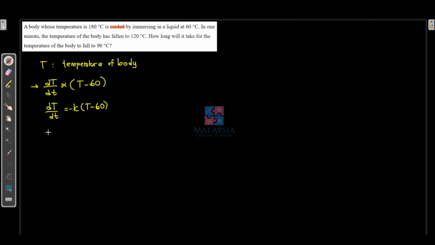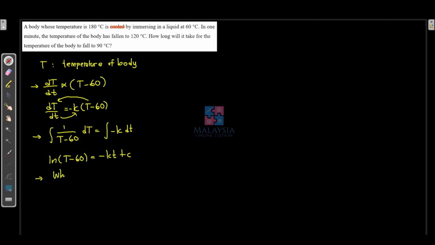Now we can start the differential equation solving by separating the variables. The T minus 60 goes to the left-hand side, and the dt to the right-hand side. So we have the integration of 1 over T minus 60 dT equals the integration of negative K dt. I call the capital T temperature. On the left-hand side, the integration is going to be ln of T minus 60 equals negative KT plus C. All right, the first condition we already know: when time equals 0, our temperature is 180. That's how we get the value of C.